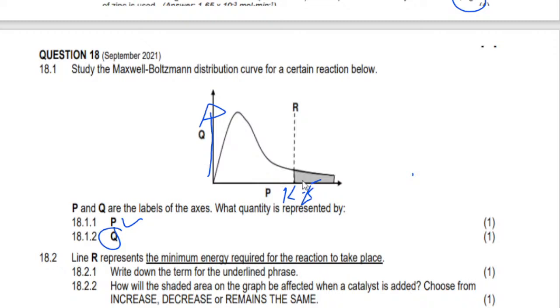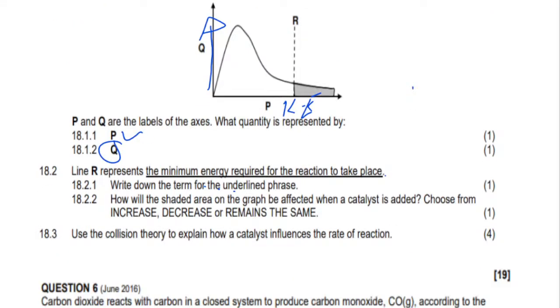You understand? Yes. R represents the minimum energy required for the reaction to take place. Write down the term under this. We call it, how do you call that energy? The energy is called the activation energy. You understand? Then they're saying that write down the term. Okay, we are done with that.